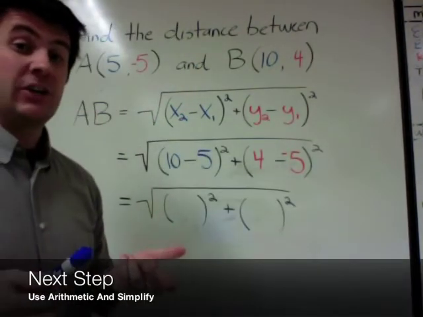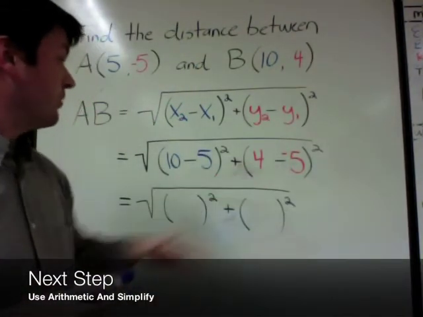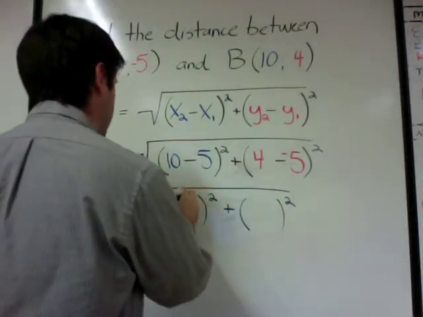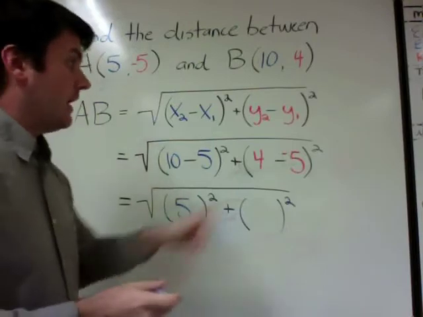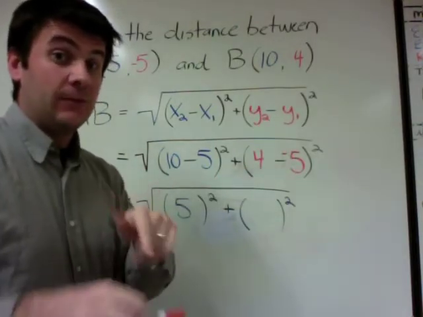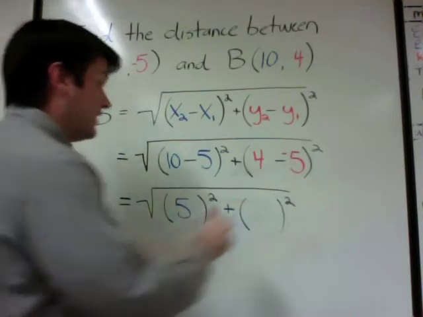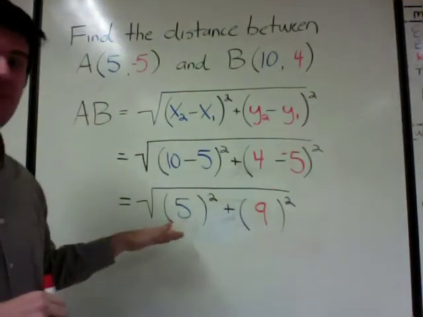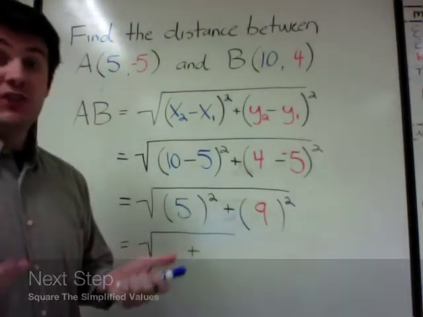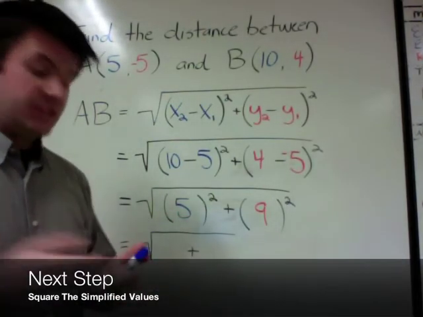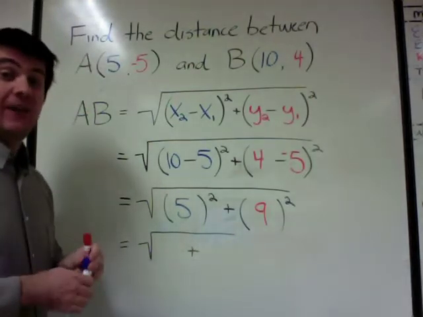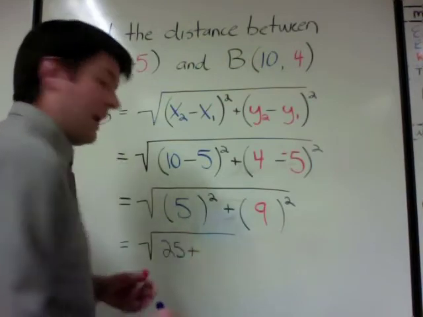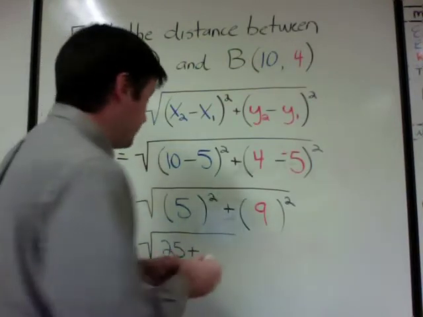All right, now that we've plugged in our x and y values, we're going to do some arithmetic here. 10 minus 5 is 5, so we can simplify this to 5 squared. And then 4 minus negative 5, be careful here, 4 minus negative 5 is positive 9. Okay, so now we have this down to 5 squared plus 9 squared. So next thing we're going to do is square these numbers. 5 squared, 5 times 5 is 25. And then 9 squared, 9 times 9 is 81.